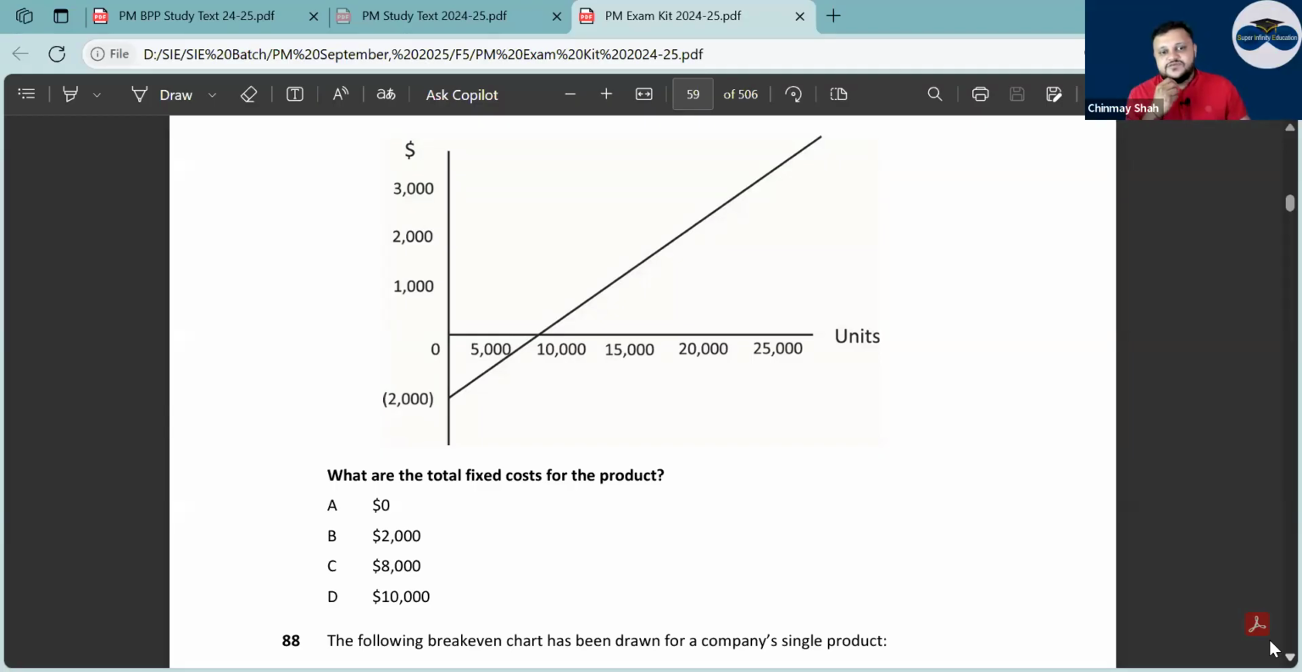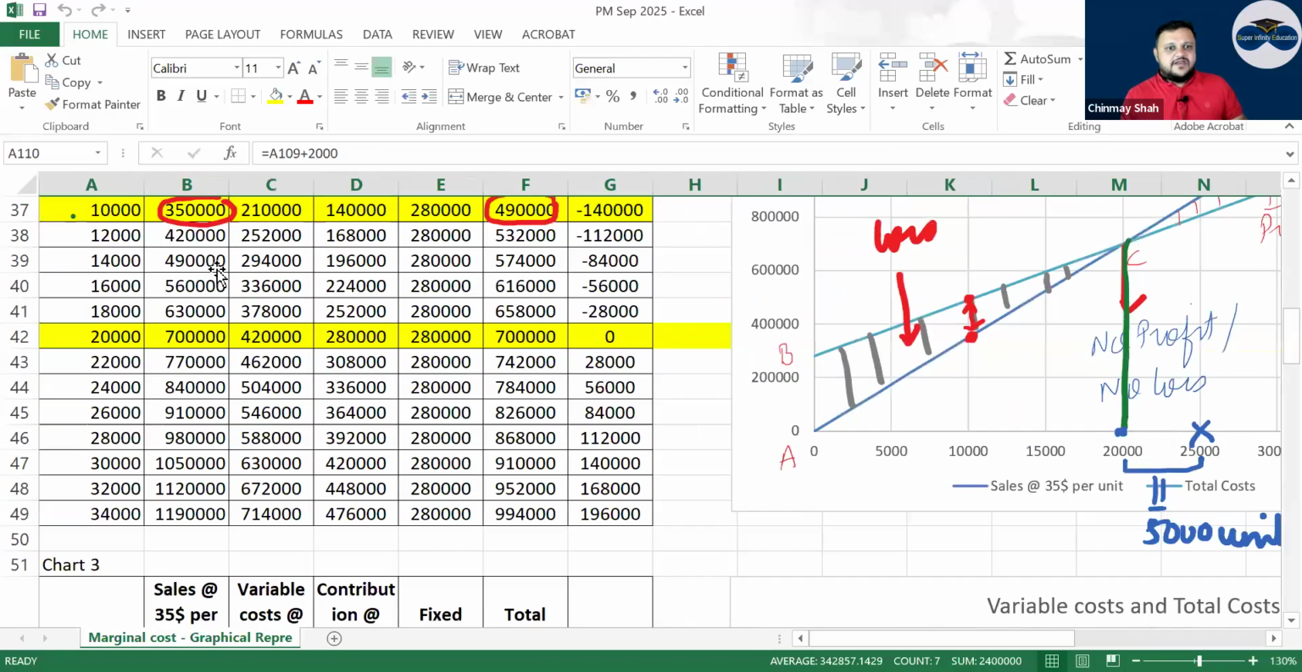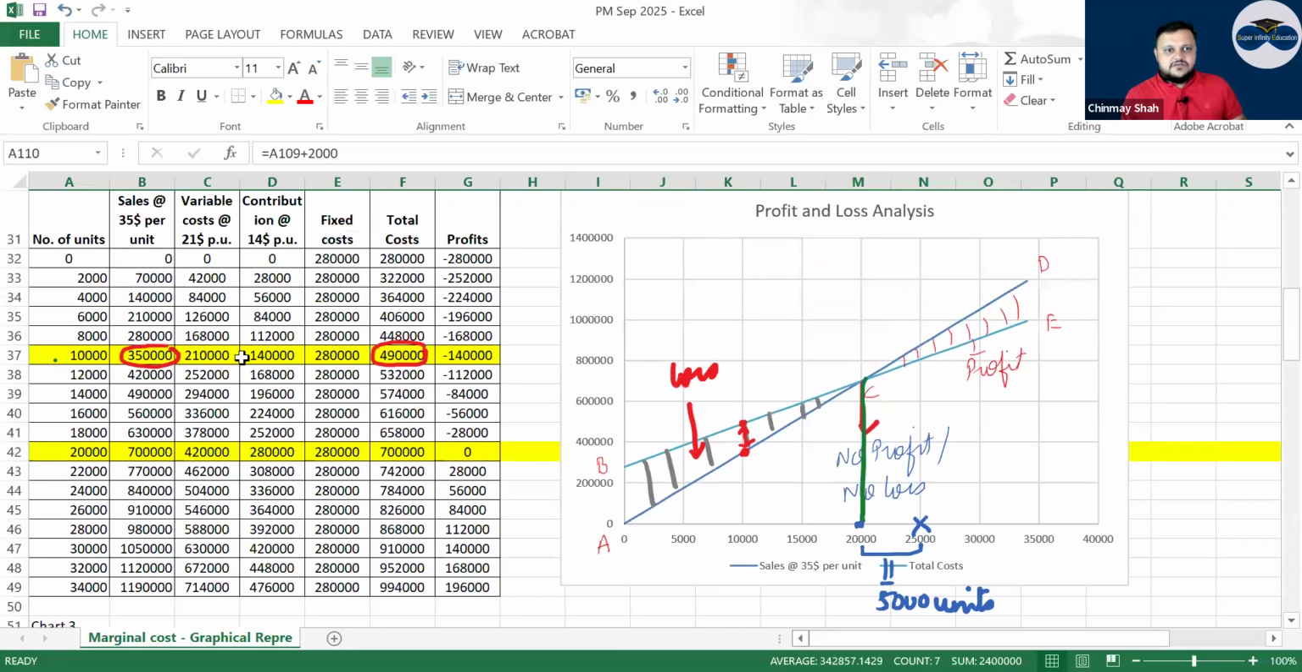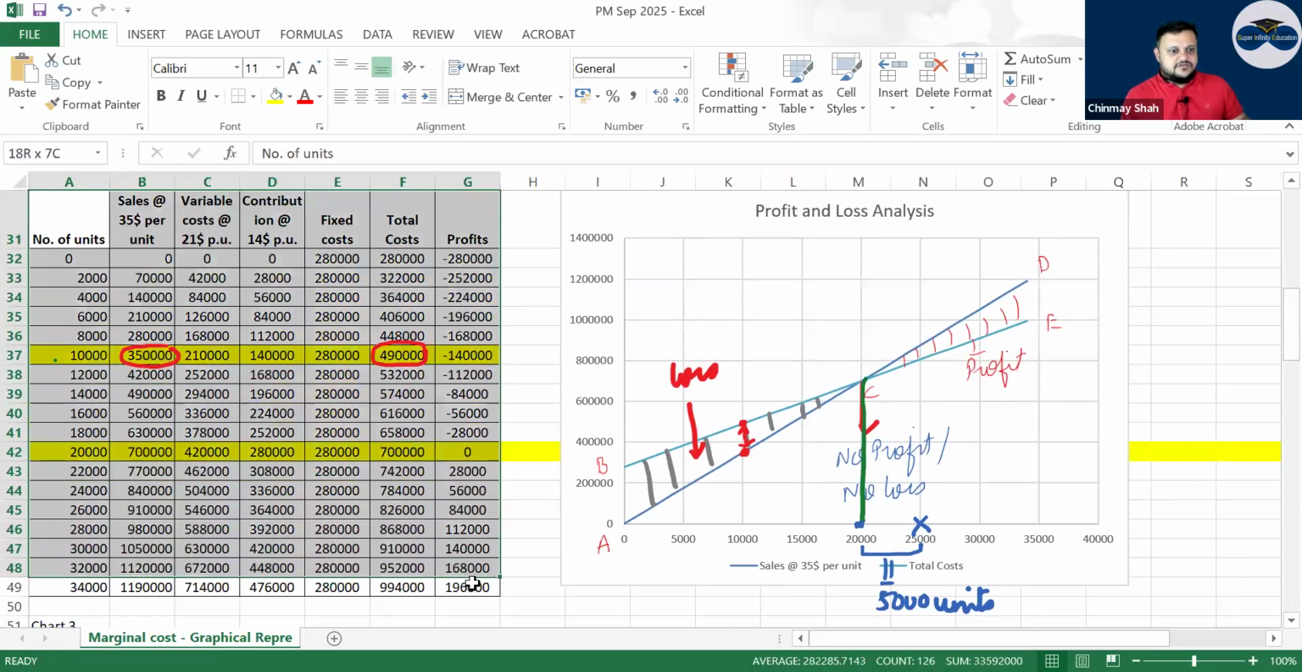What is the total fixed cost of the product is what they are asking. Somewhere between 5,000 to 10,000 maybe. Is this the profit line? Come to the Excel sheet. We have done the Excel sheet. Let's look at the profit line. I just wanted you to have this with you. Can I put this up and just take the profit line for analysis?